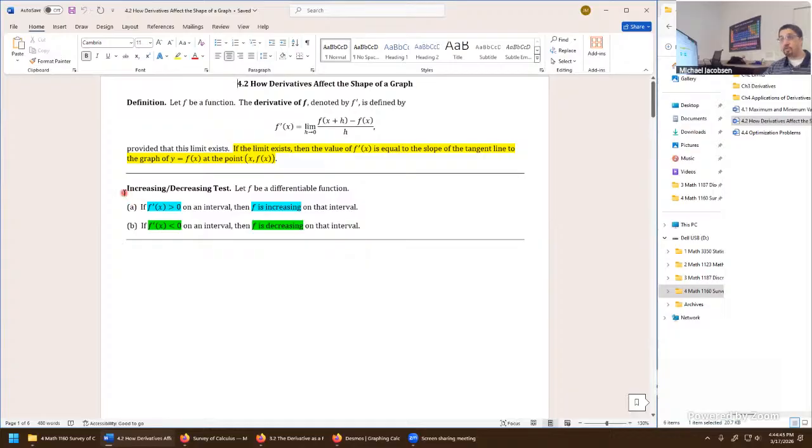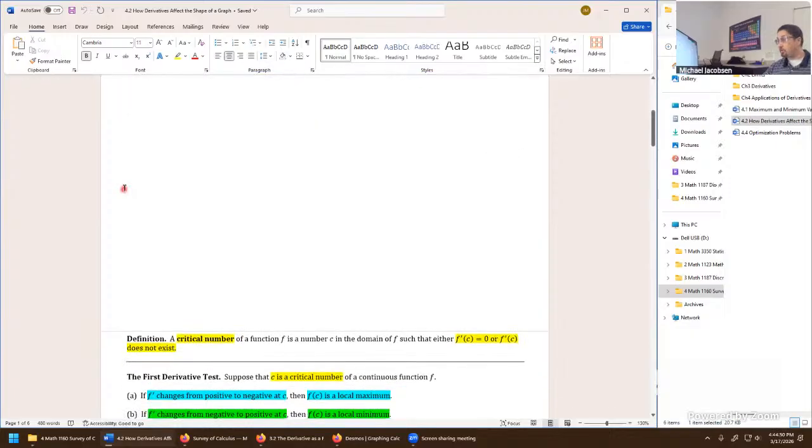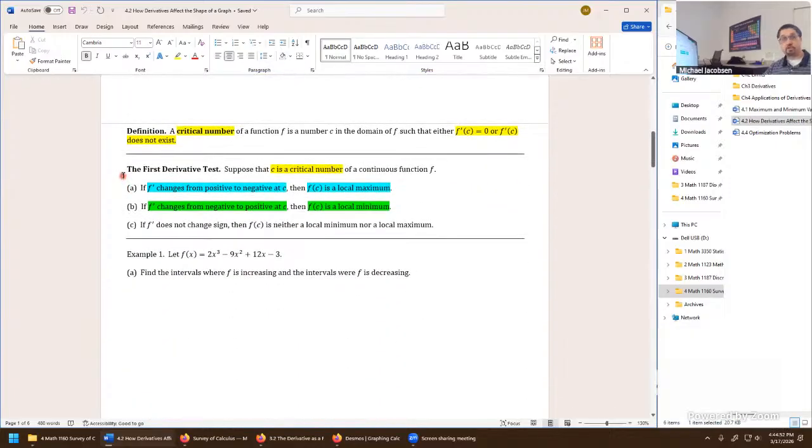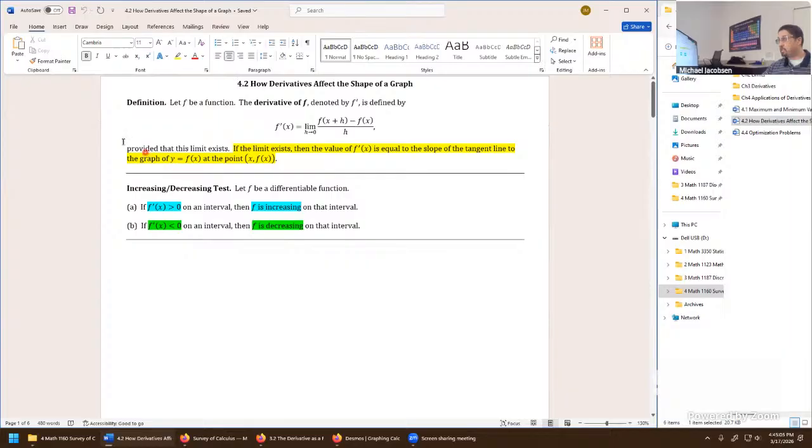The first thing we're going to look into is the increasing decreasing test. And this will lead directly to the so-called first derivative test. There's also a second derivative test for concavity and another second derivative test for local minimums, local maximums we'll take a look into. But before we jump into this method, let's just take a moment to review a bit on how this all comes together.